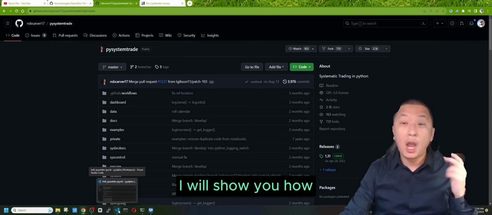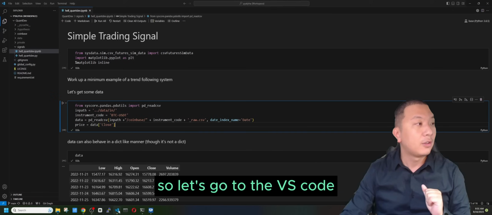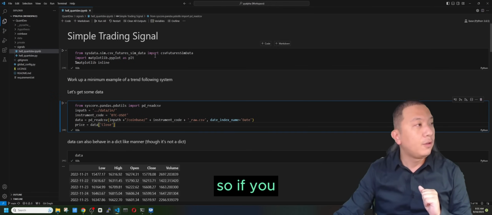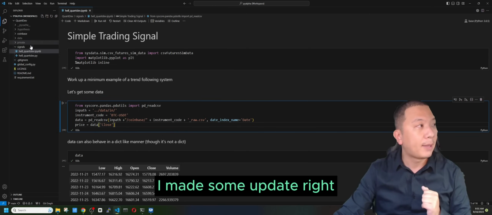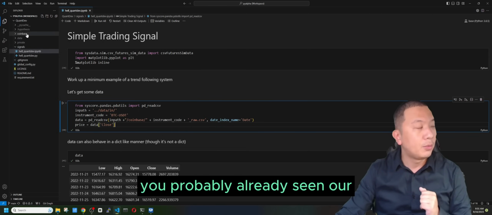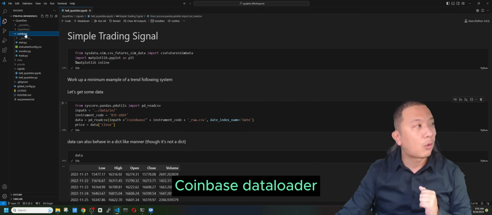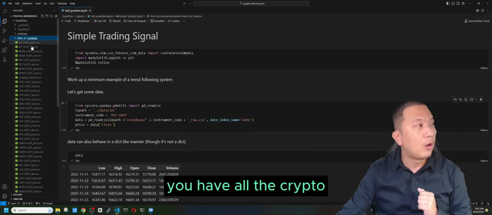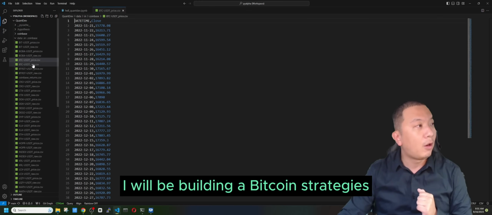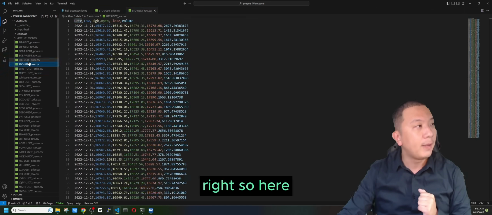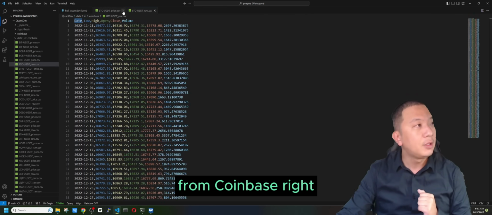I will show you how we build the very first quantitative investment strategy. So let's go to VS Code. If you open the newest QuantDev repo, you will see I made some updates. By this time, you have probably already seen our first video, and you ran the Coinbase data loaders. You have all the crypto data downloaded to your local folder. In this video, I will be building a Bitcoin strategy, so you should be able to see all the Bitcoin market data we have from Coinbase.